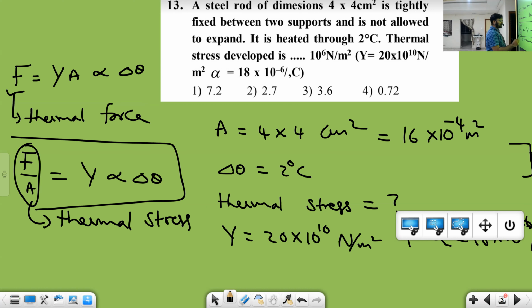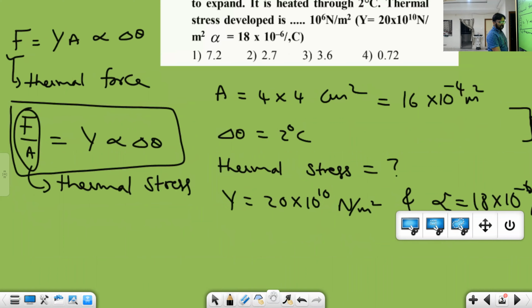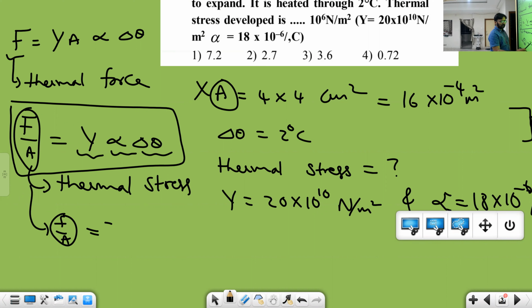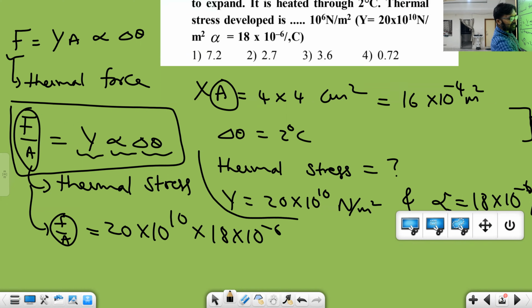Now, they're asking about thermal stress, so I want Y alpha delta theta. They have given information about area, but this area information is not required because my formula for thermal stress is Y alpha delta theta alone. So 20 into 10 power 10, and alpha is 18 into 10 power minus 6, and the temperature difference, if you observe, is nothing but 2.